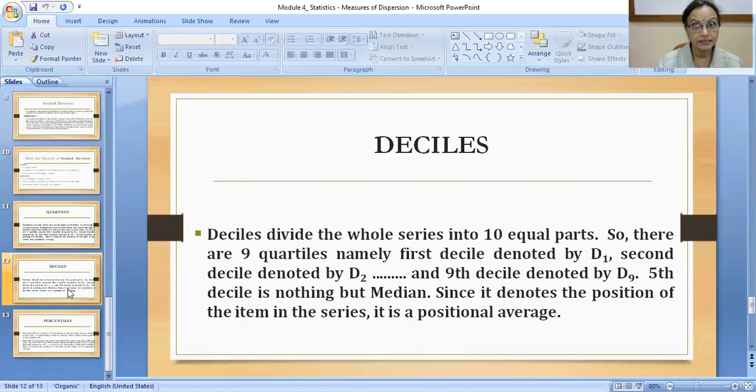Deciles. Deciles divide the whole series into 10 equal parts. So there are 9 deciles, namely first decile denoted by D1, second decile denoted by D2, and ninth decile denoted by D9. The fifth decile is nothing but the median, since it denotes the position of the item in the series. It is a positional average.